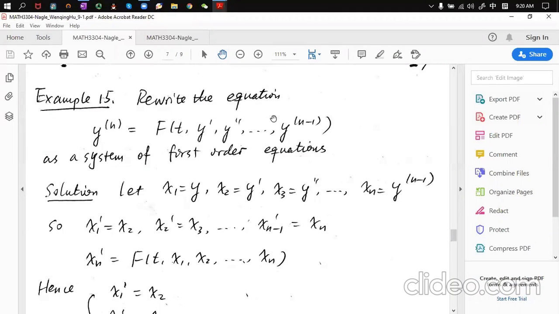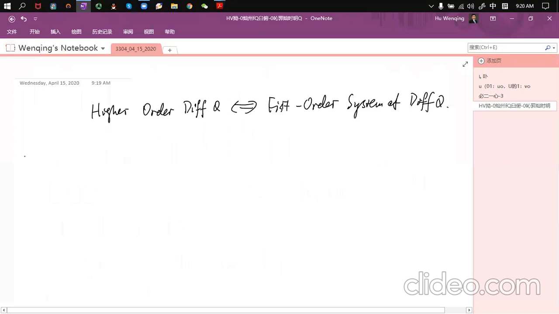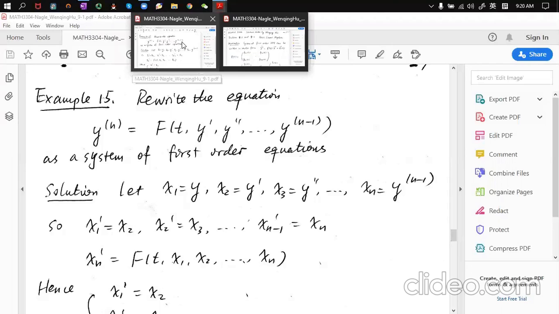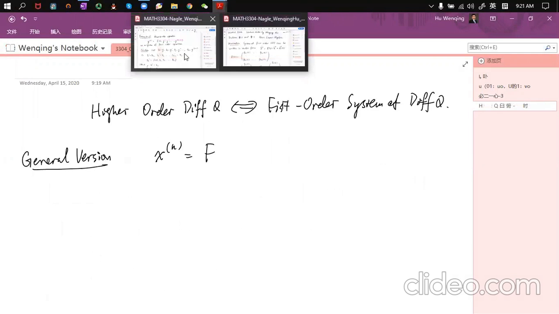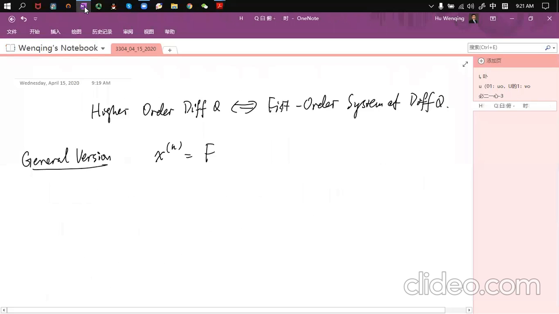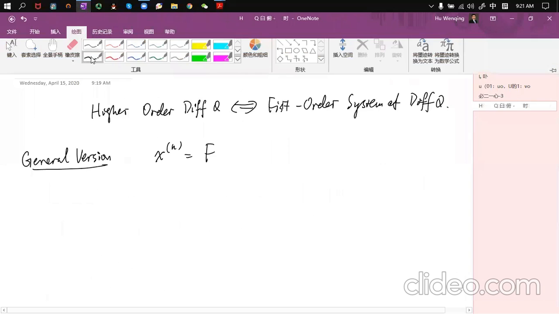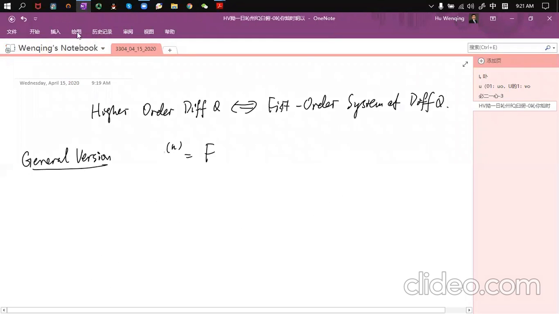So what's the general version of this idea? The general version looks like this. If you have a higher order equation, you might write it as the nth derivative equal to the capital F. Let me use y as my variable in order to comply with the lecture notes, and then I will use x as new variables. So y to the n equals F of t, y, y prime, up to y to the n minus 1. That's a very general higher order equation.